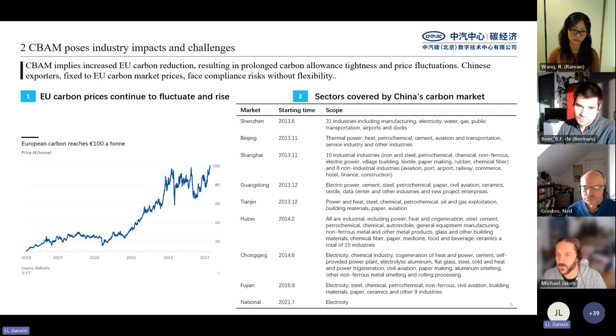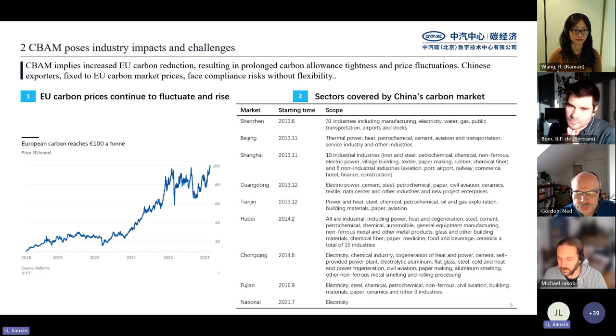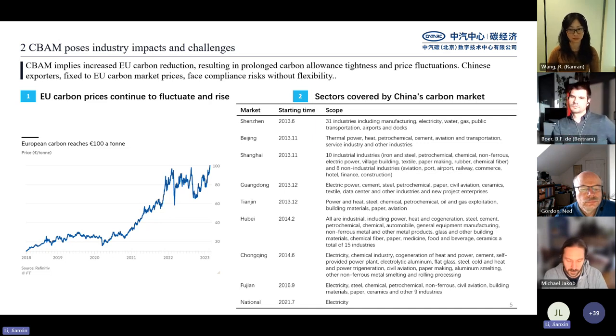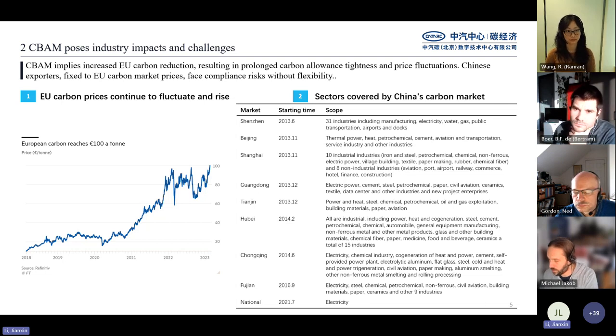So most companies are not familiar with the idea of CBAM, and they have limited knowledge to tackle all the issues. Comparatively, the EU has been building the EU ETS since 2005, but CBAM has a transition period of less than 3 years. So we think that it will be a big shock for most companies, such as Chinese companies.